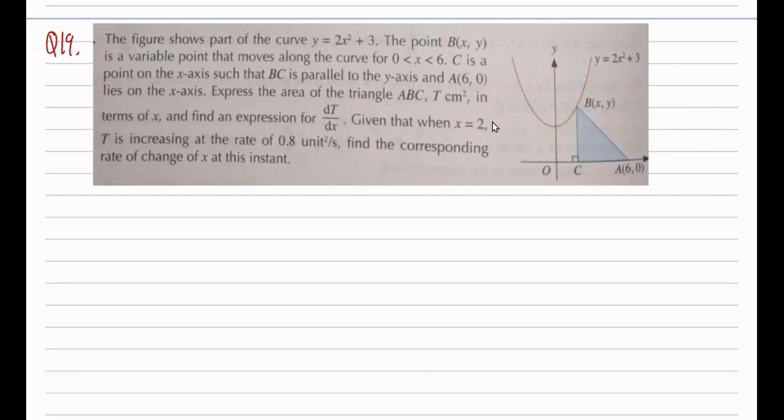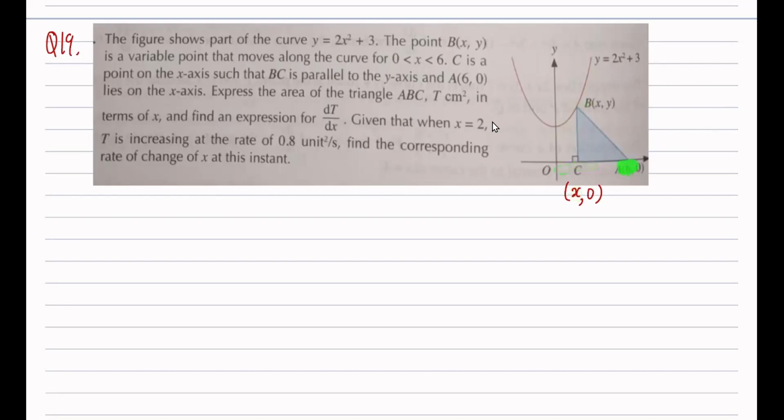Then C is a point on the x-axis such that BC is parallel to the y-axis. What that is really telling you is C is always directly below point B, and it will form a 90 degrees with the x-axis like this. Can you see? Which also means what? What are the coordinates of C? Something, 0. If B is x comma y, what is the x coordinate of B? X comma 0. Very good. So it's a variable x. As you change the value of x, C will also change.